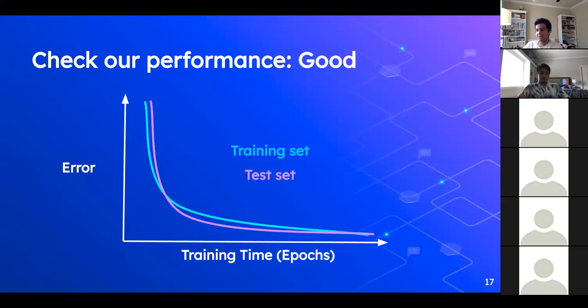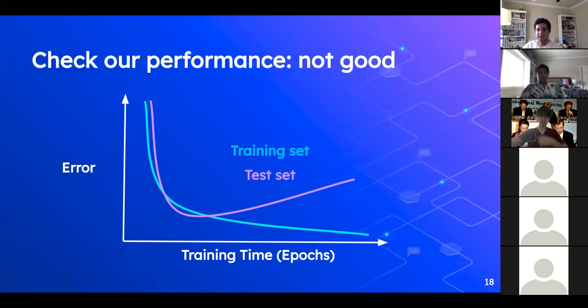Yes, she said the more epochs, the more the model improves. Ideally, yes, right? Sometimes no. This is what you ideally want to happen. This is a good model. So let's look at a model that is not good.